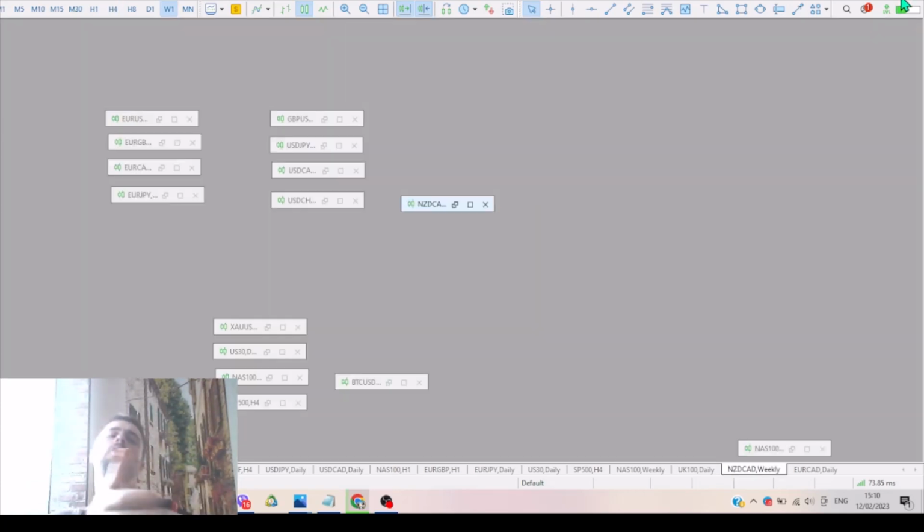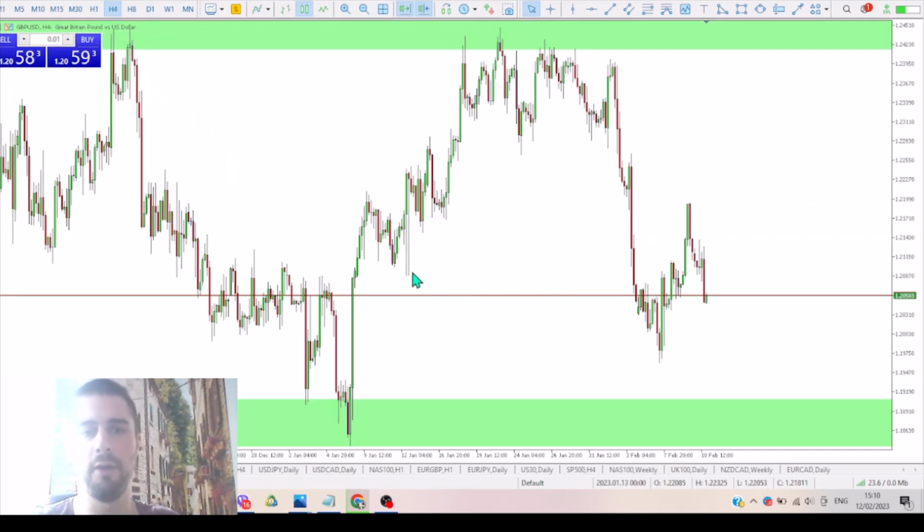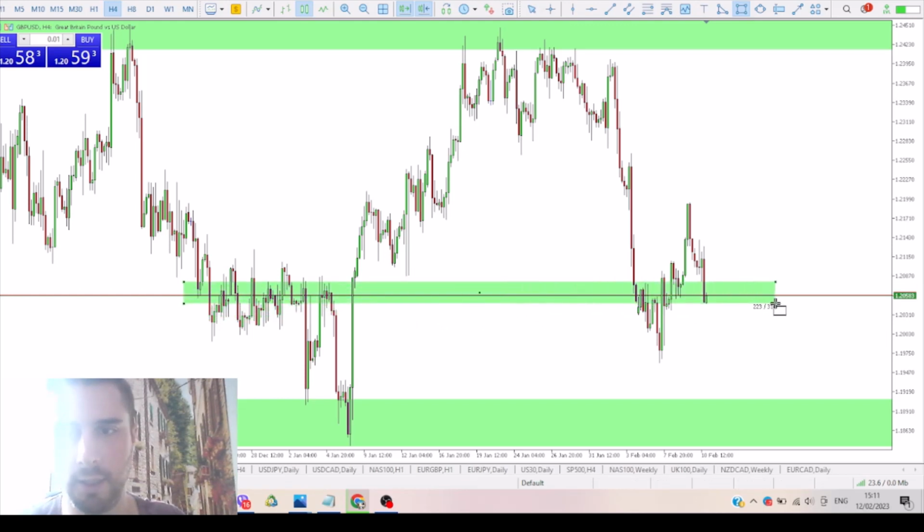But now let's switch to some other charts and see what we have on the GBP/USD. And on this chart we are between two major support and resistance levels. Okay, so I have marked them in green, but it's worthy to pay attention to one more level right here, and this is the consolidation on the left.